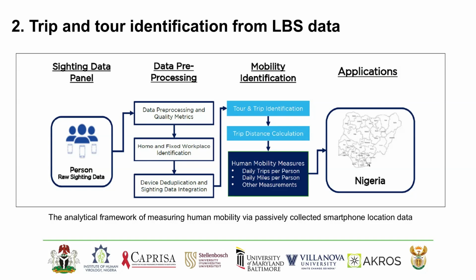Next, in the mobility identification stage, we reconstruct trips and tours. We will introduce the 2 concepts later. We calculate daily mobility measures like trips per person and total distance traveled. Finally, these metrics are aggregated geographically, as shown here for Nigeria, to support applications in public health and transportation planning.